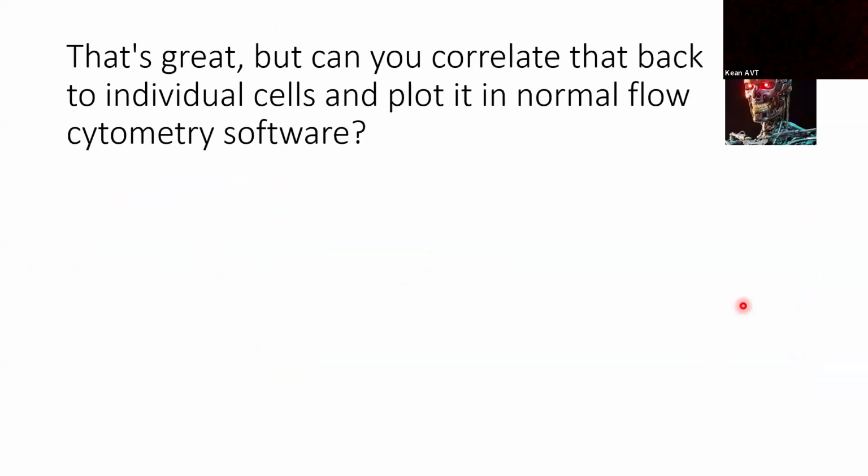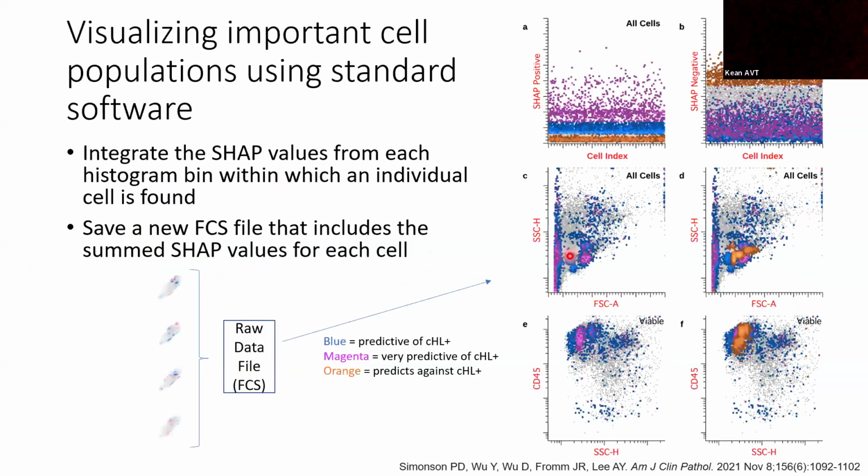And we can actually map those back to the single cells. So can we correlate that to individual cells and plot it in normal flow cytometry software? And yes, we can. So basically what we did was we integrated all those SHAP values from all the individual two-dimensional plots and associated those SHAP values with individual cells. And so then again, we just created new channels in our FCS file, which we can then plot using our standard flow cytometry software, and then color the cells according to their SHAP values. And that allows us to highlight different parts of the data.